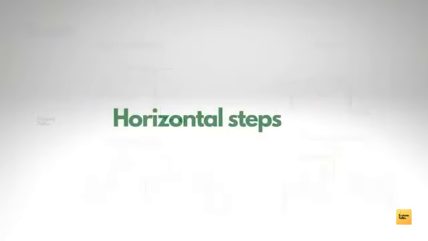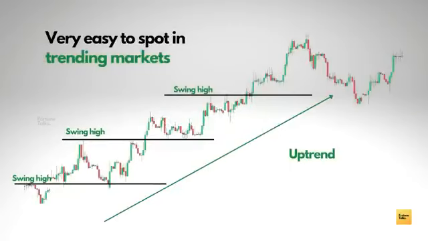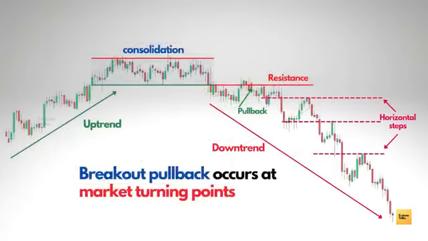Now the second way of trading pullbacks is using horizontal steps. Now the stepping behavior can be observed during many trending phases in the market. During the ongoing trending phases, the price will often present those stepping patterns. This pullback approach is a great addition to the previously discussed breakout pullback.